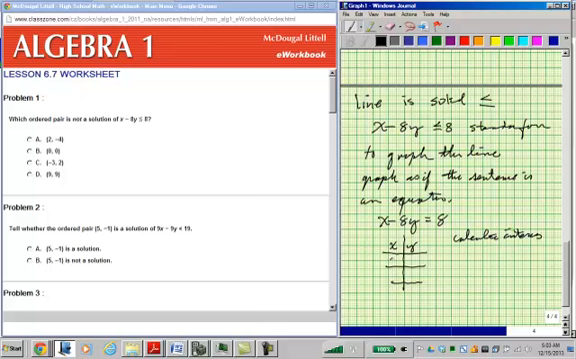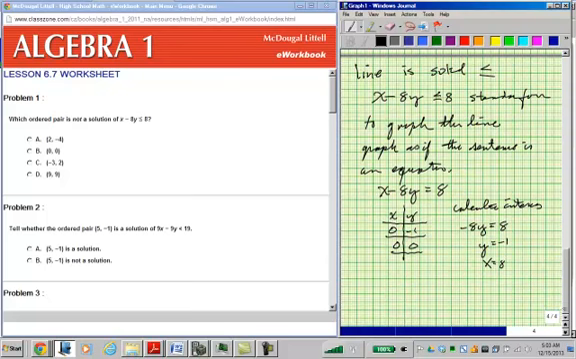Okay, so if x is 0, then you've got minus 8y equals 8, y equals negative 1. So if x is 0, y is negative 1. Now, if y is 0, so you put in 0 for y, negative 8 times 0, then you get x equals 8. So now you got 2 points. This is really easy to graph.